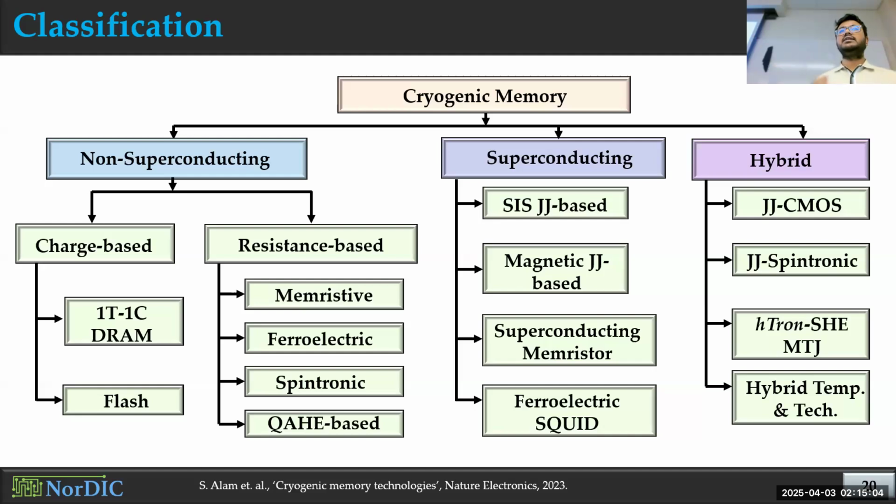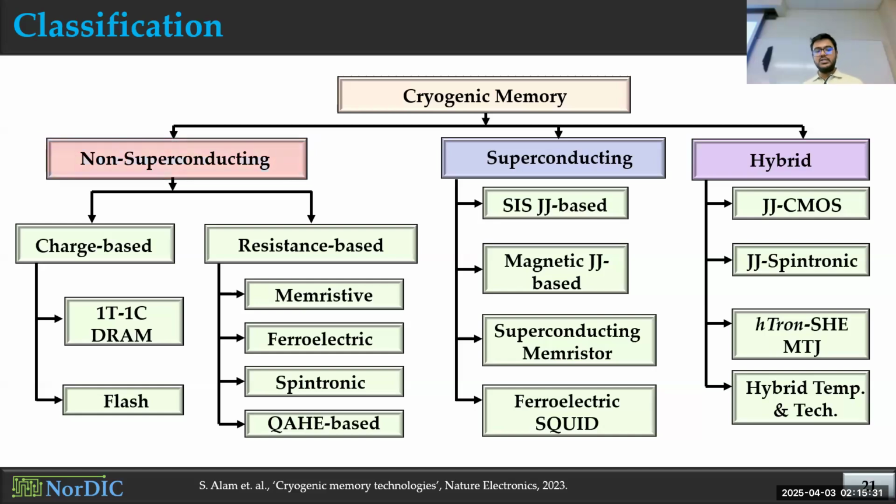And superconducting is the new field where they have tried to design the memory from scratch using superconducting devices. And there is another approach, which is the hybrid approach, because as I will explain, both non-superconducting and superconducting have different challenges for cryogenic applications. So people have tried to combine their advantages in this hybrid approach, where they have used both superconducting and non-superconducting technologies together.